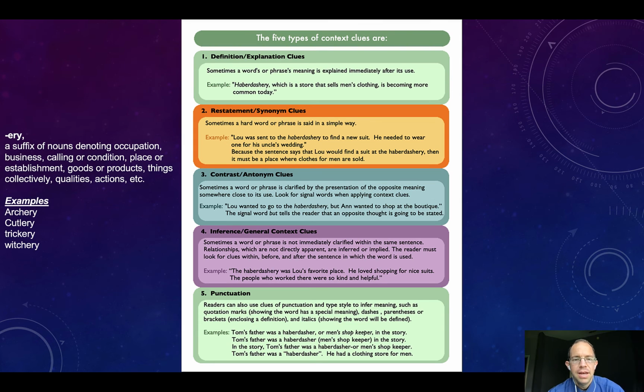And so when I look at it now in the sentence, even down here, "Lou was sent to the haberdashery," I know that it's like a place of business. I don't necessarily have to know exactly what the place of business is to move on and understand the sentence. And I was able to come to that understanding because of my understanding of word parts.